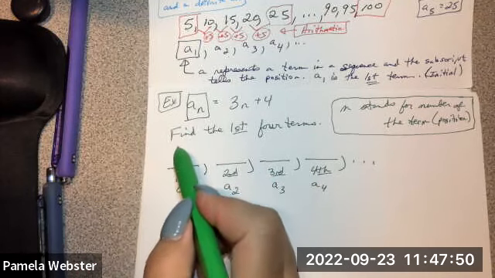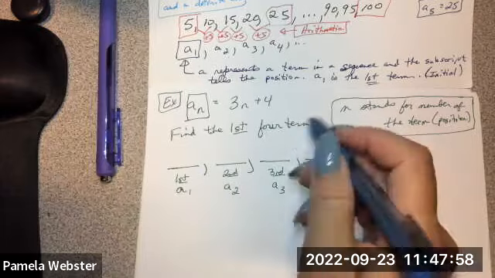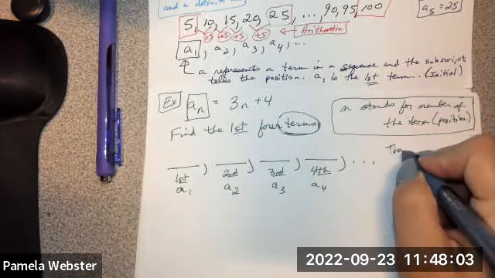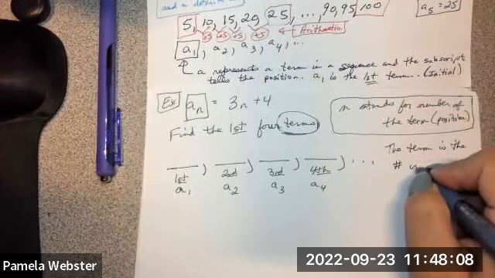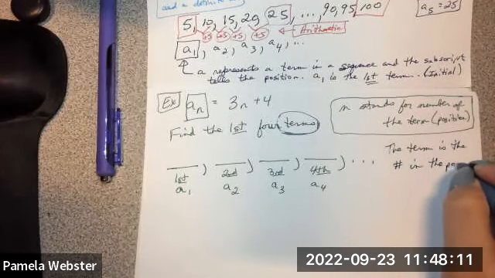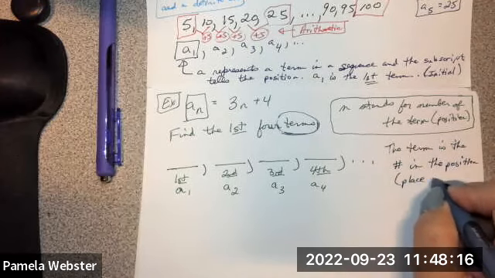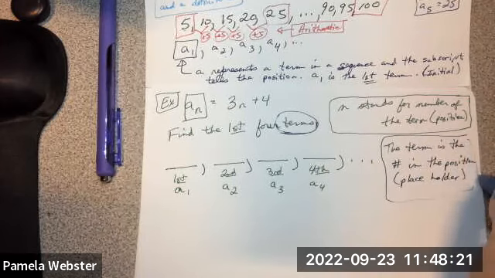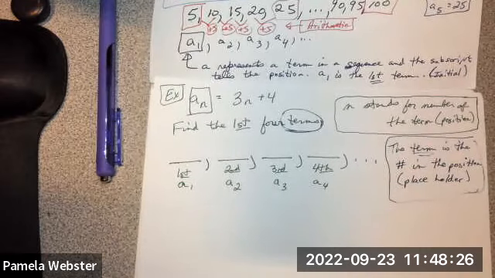But the guy that's in that position is not going to necessarily be a 1, right? So we need to find the term. So when it says find the term, the term is the number in the position. I think of them as like this is a placeholder. So the term is the number in the position. That's the difference, and that's how you're going to read this stuff.